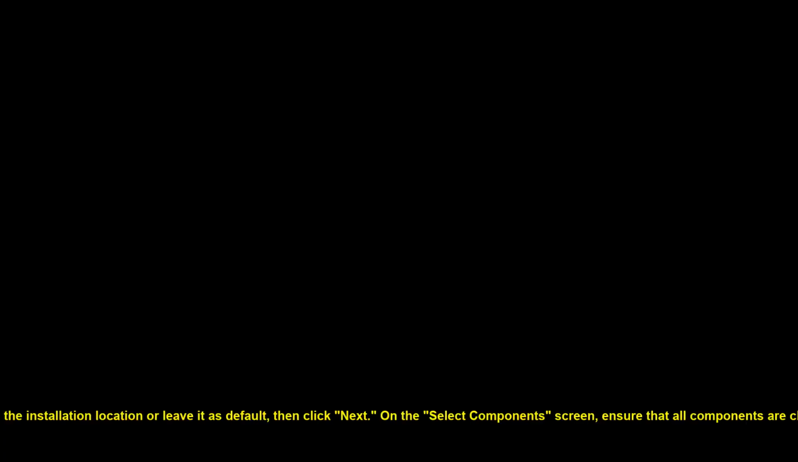On the Select Components screen, ensure that all components are checked. Click Next to continue. You'll then see an option for installing tools for native modules. Check this box if you wish to install these tools. Click Next to proceed with the installation. After that, click the Install button to start the installation process.